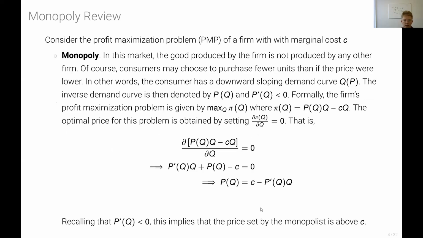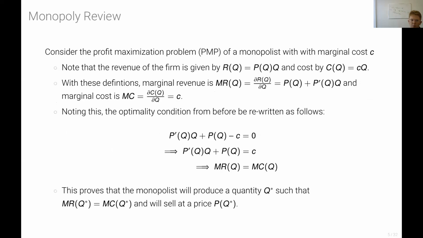Okay, so that's exactly what this is saying. If we rewrite what I have written on the board such that we have the price on the left-hand side and everything else on the right-hand side, then recalling that P prime of Q is always negative, note that the price a monopolist is going to charge here is going to be above C. So the price is going to be higher than it was in perfect competition.